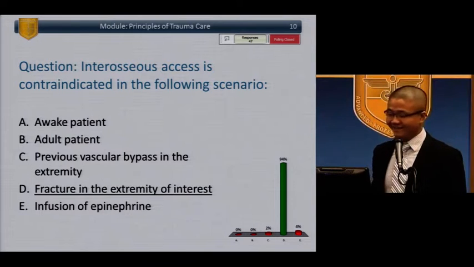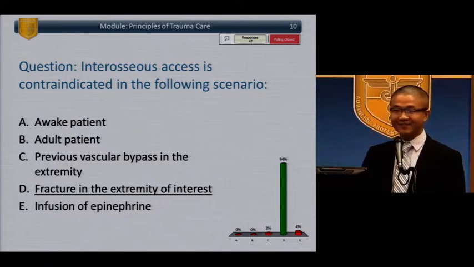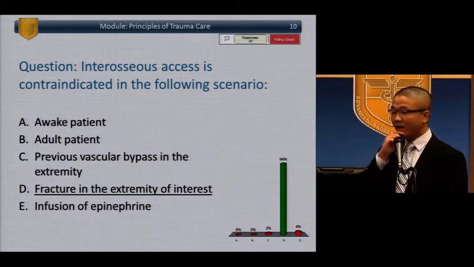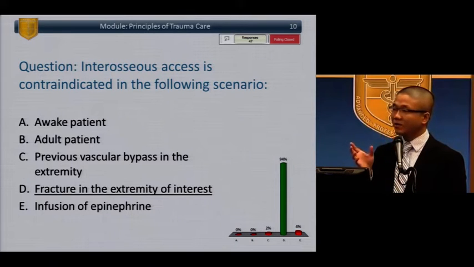That's fantastic. This is the best group ever for this question. Okay, that's fantastic. And so basically, the rule of thumb is this: you can put interosseous in anybody.